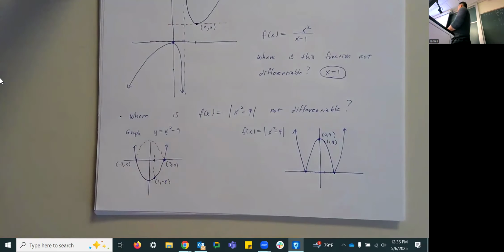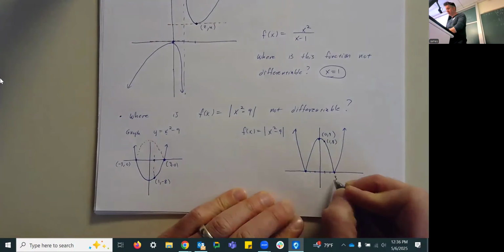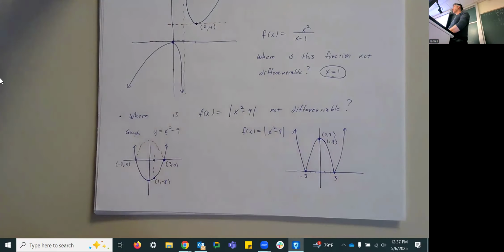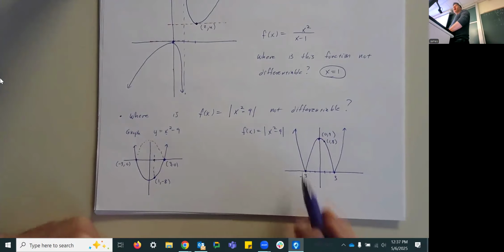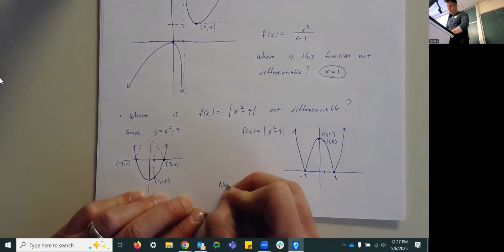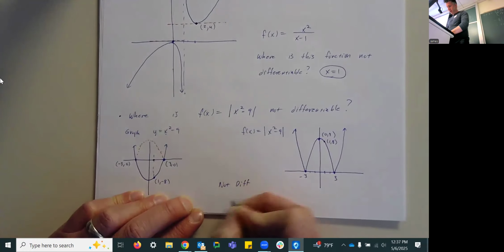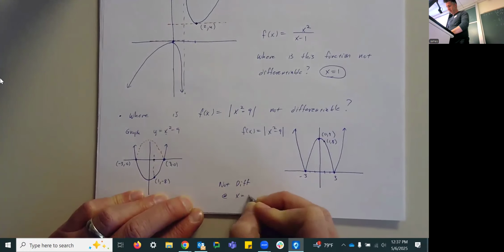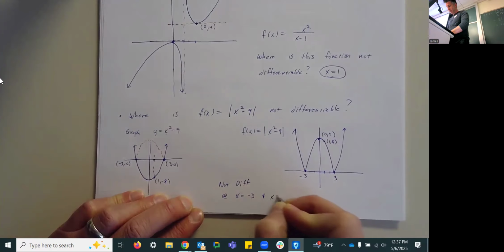And if we look at this graph, I think we can immediately see the candidates for the places where it's not differentiable. We've got some pointy points, specifically at x equal to 3 and x equal to negative 3. So we can see from the graph, oh yeah, this graph definitely doesn't have a derivative where the graph has a cusp or a corner. So this is not differentiable at x equal to negative 3 and x equal to positive 3.